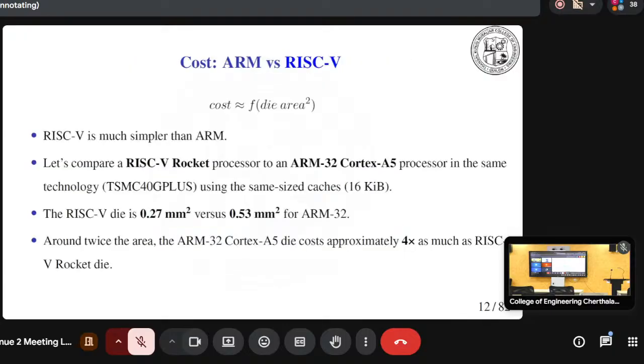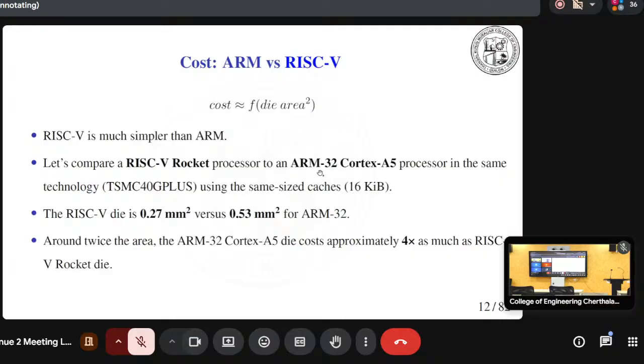If we compare the cost of fabrication, we know that fabrication cost is always proportional to the area, and it is a function of the square of the feature size. So if we compare the RISC-V Rocket processor and the ARM32 Cortex-A5, which is very popular, like you have seen the STM32 boards, it is very popular.